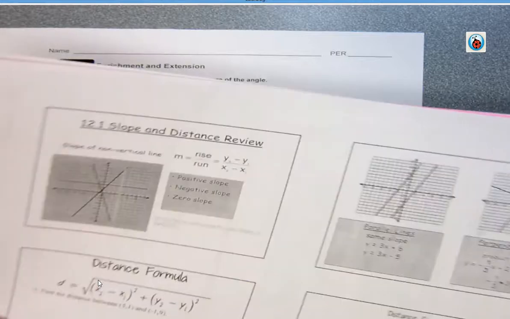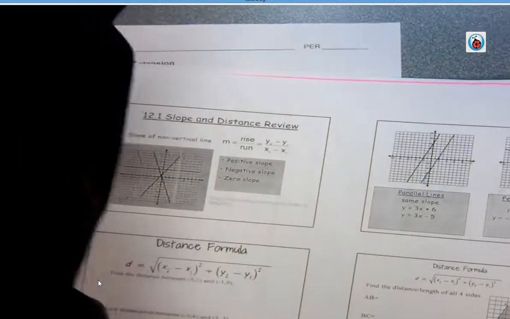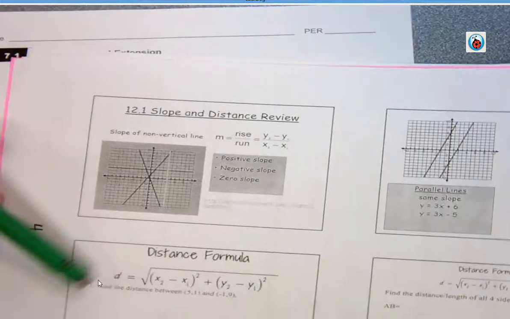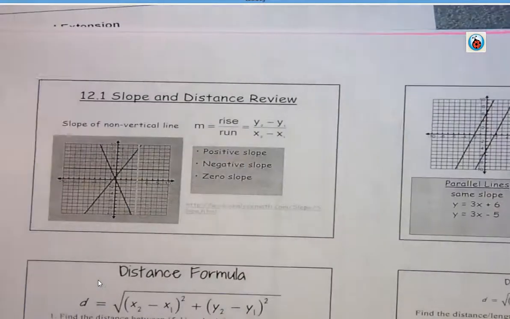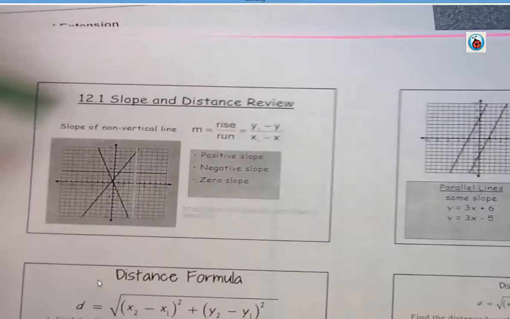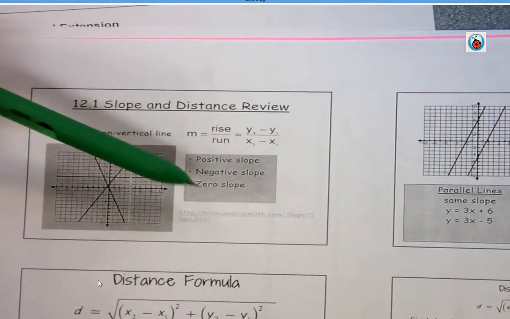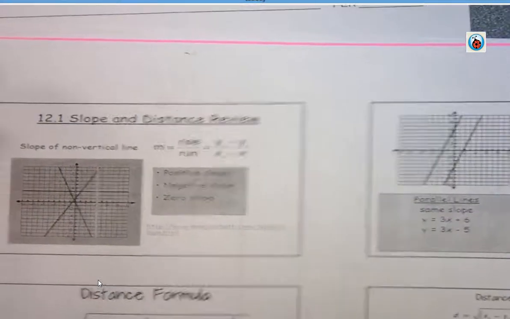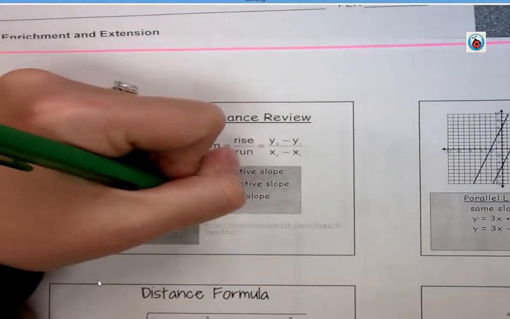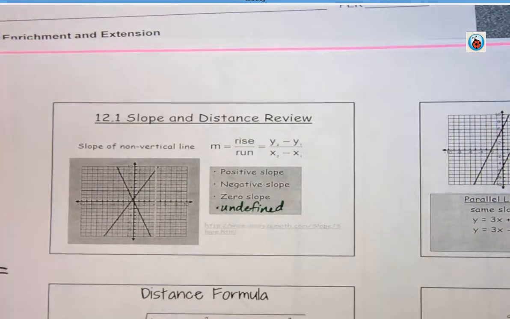Alright, last page of these notes. We've actually seen these at one point in the past, but we're going to be dealing with a lot of this over chapter 7, so we're going to go ahead and review you on it. This is just a reference right here, so just what it means to be a positive, negative, zero slope, that kind of thing. And then also undefined, which is also important.